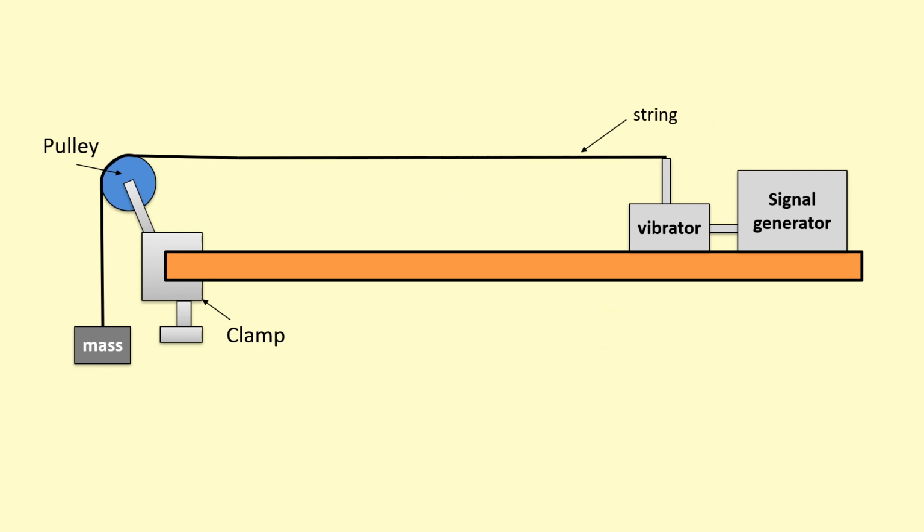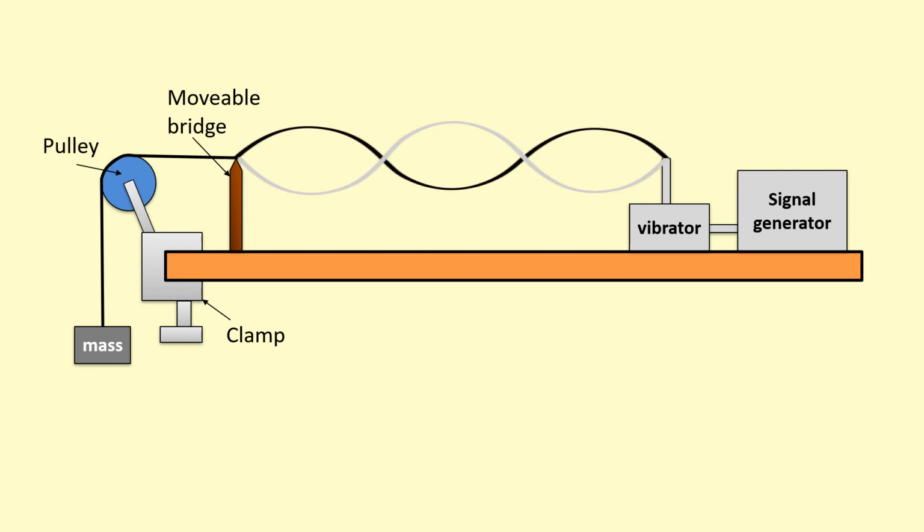Okay, this setup can be used to investigate waves on a string. So what we've got here is a string which is attached to a vibrator and a signal generator, and a pulley over which the string is hanging with a mass attached to the end here. And we can have a movable bridge, which we can use to form a stationary wave when we set the vibrator on between the vibrator and the movable bridge, and the mass on the edge here provides tension in the string.